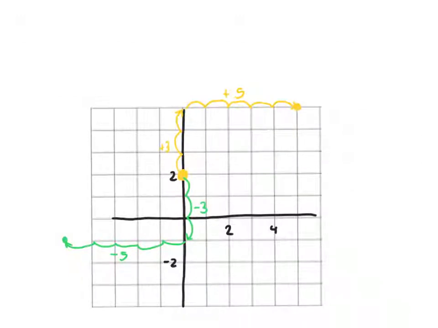Now, notice what's true about all these points. These points are collinear. So as I draw my line, it's going to go through all the points right there. And so here's a graph of this equation.